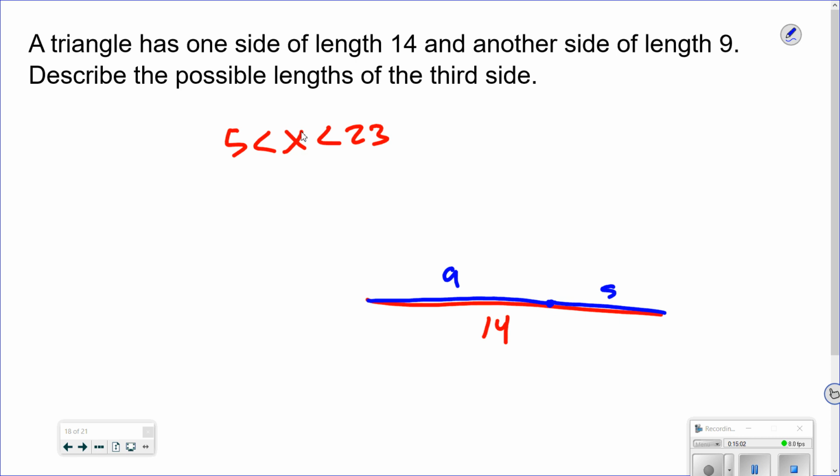So again, pretty easy. All you do when you're doing a problem like this is find the limit on the longest it could be: you add them together. So 14 plus 9 is 23. It has to be less than that. And then you find the shorter limit, you subtract them, and that gives you the lower limit, and it has to be greater than whatever that is.